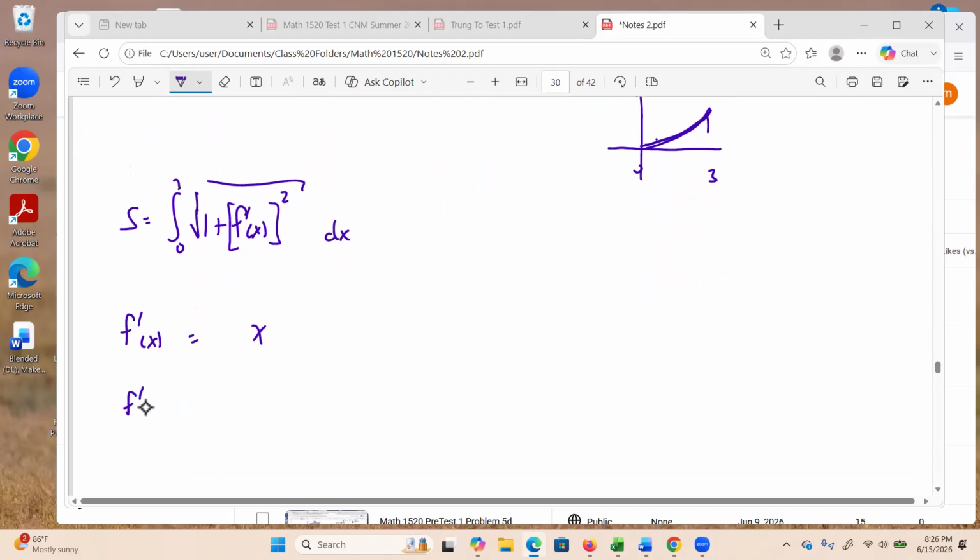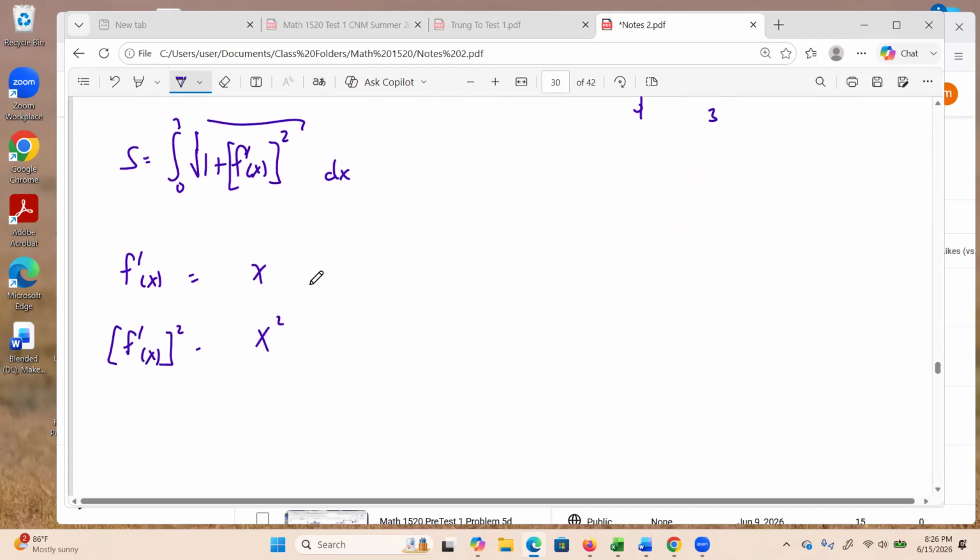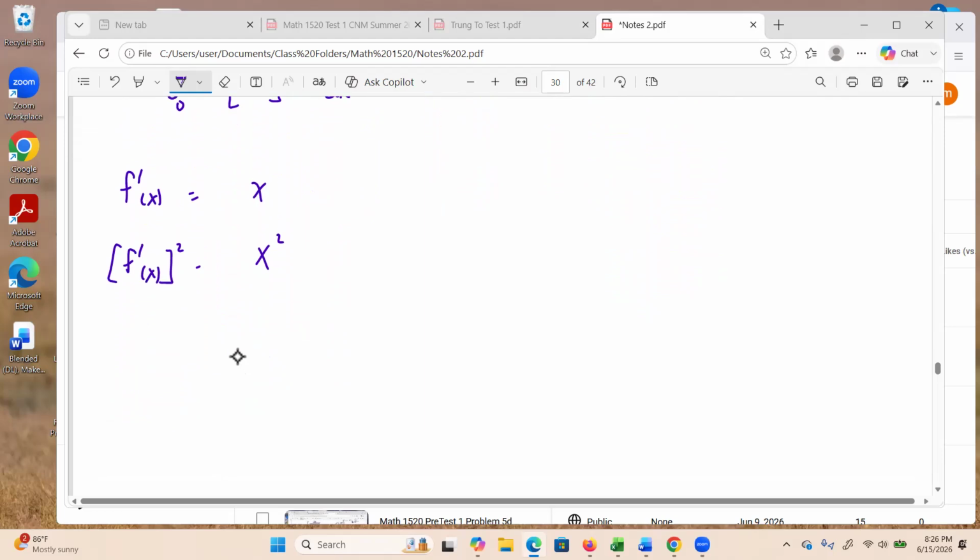Now we're going to say f prime of x, and we're going to square it. That is equal to x squared. And then the next thing we're going to be doing is adding 1 to it. So f prime of x squared plus 1, and then we'll take the square root. So we want the integral from 0 to 3 of the square root of 1 plus x squared dx, and that is going to be my arc length. And that's S. Now, why is arc length S? I have no idea, but it was from a long time ago that they did that.